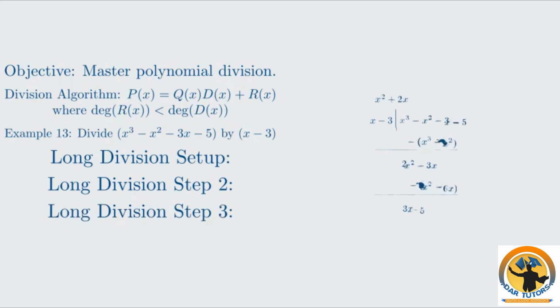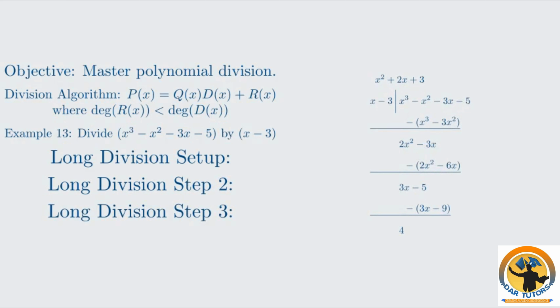One more time. What do we multiply x by to get 3x? The answer is 3. We write 3 in the quotient. We multiply 3 by x minus 3 to get 3x minus 9. We subtract this. 3x minus 3x is 0. Negative 5 minus negative 9 is 4.